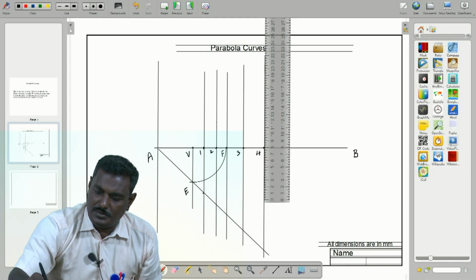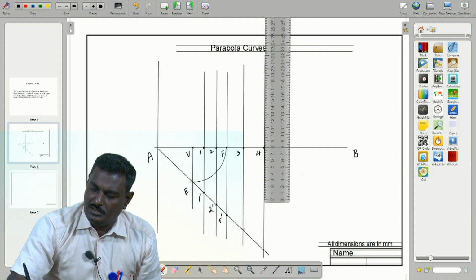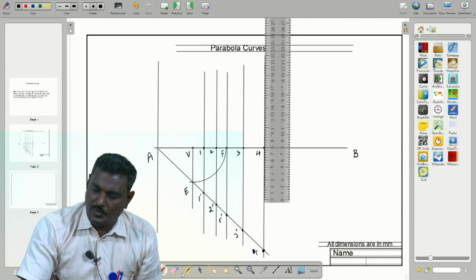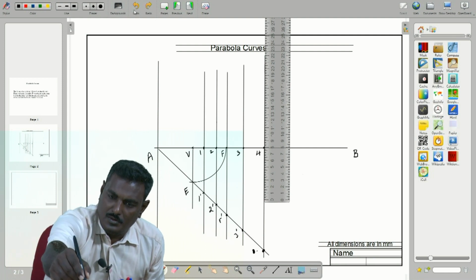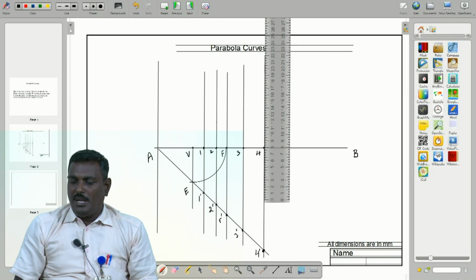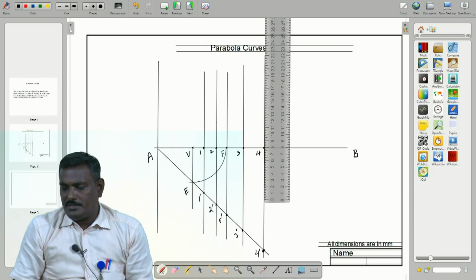So we have to mark this point as 1 dash, this point 2 dash, this is F dash, this one 3 dash and this 4 dash. Like that we have to give lettering to those intersect points.